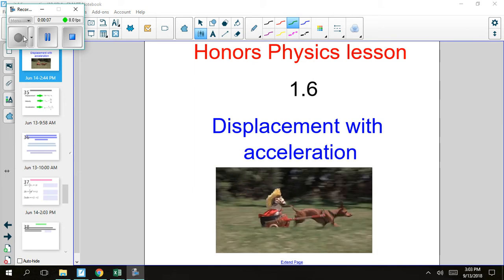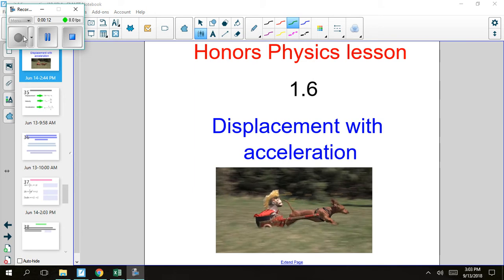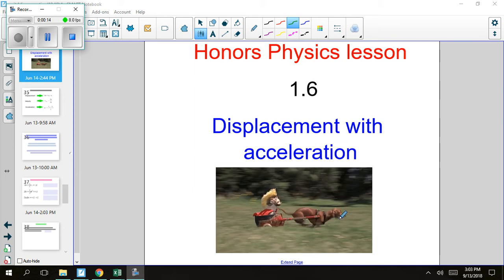Honors Physics Lesson 1.6: Displacement with acceleration. And look at it's Maximus.